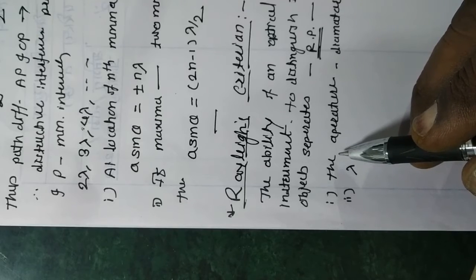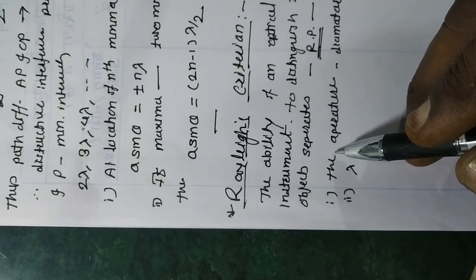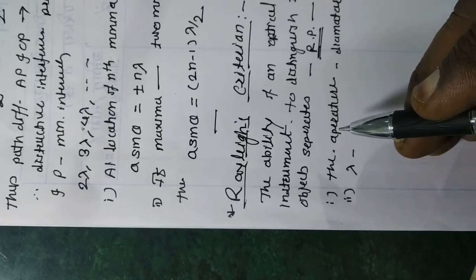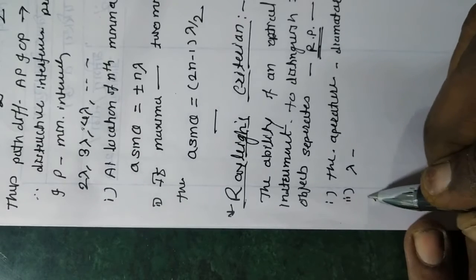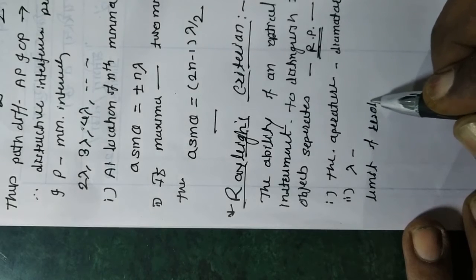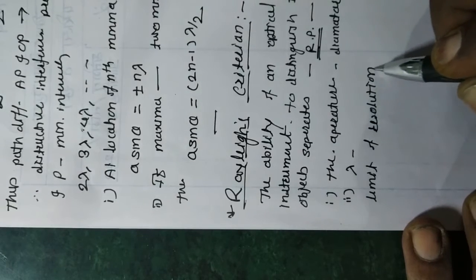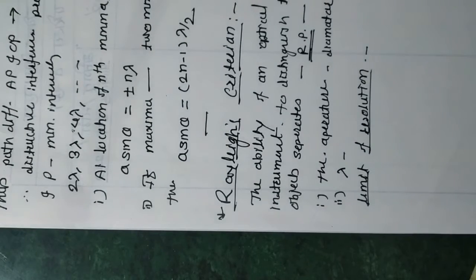The minimum visual angle, the angle subtended at the eye by two objects to be resolved, that can be resolved by the instrument, is called the limit of resolution. What is limit of resolution?